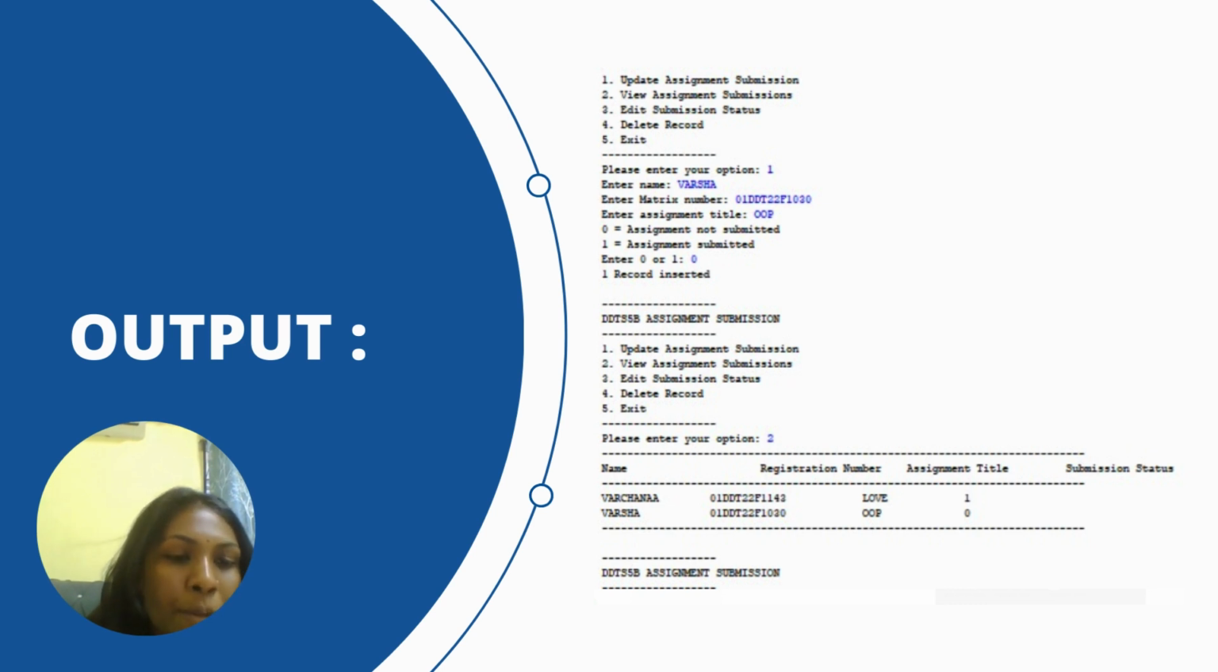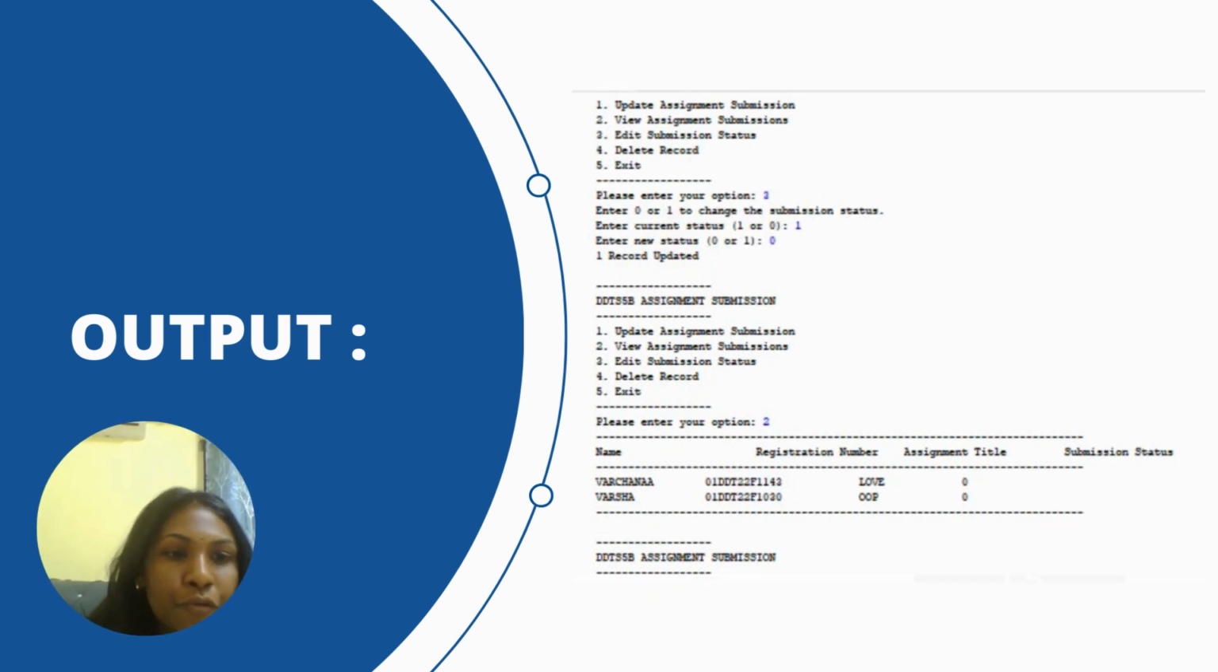Again, I put 2 to view the one that I updated just now. You can see this is how it shows: Varchana, Varsha, registration number, assignment title, love, OOP, and submission status 1 and 0.